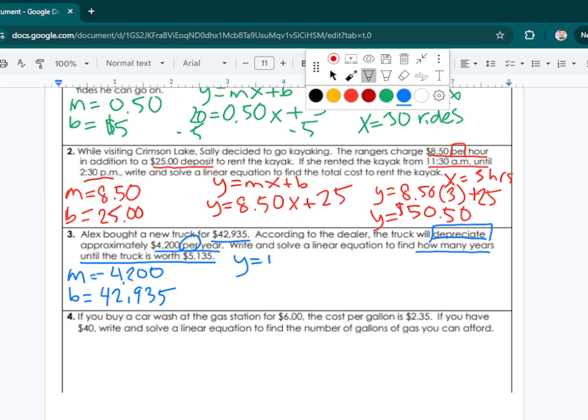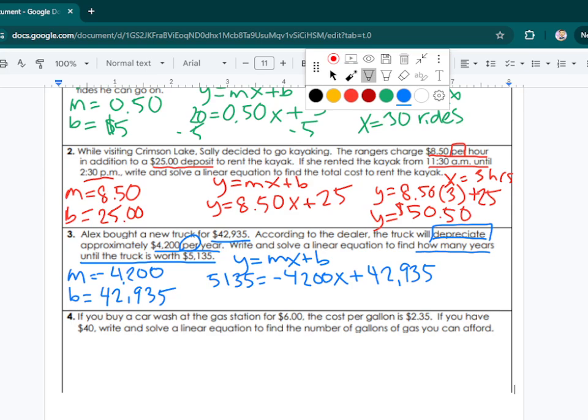And we'll do the same thing. y equals mx plus b. Let's see, how many years until the truck is worth 5,135? It says 4,200 per year, so x must be years. That's what we don't know. So the 5,135, that must be y. y equals negative 4,200x plus 42,935.